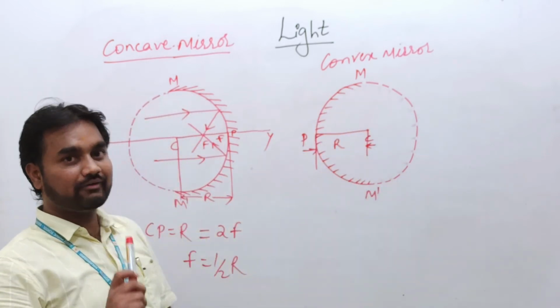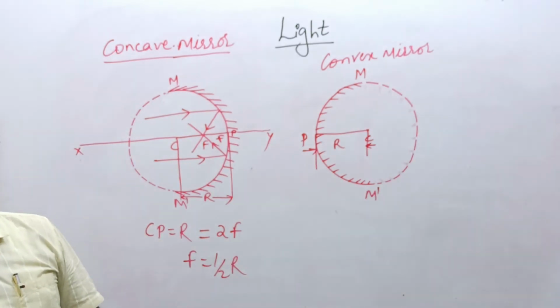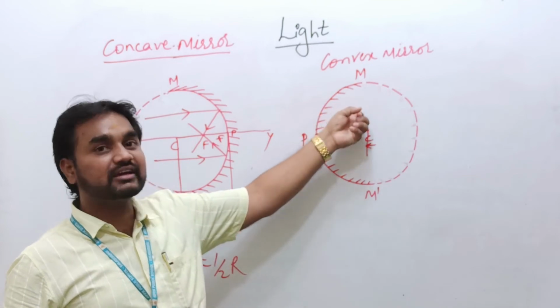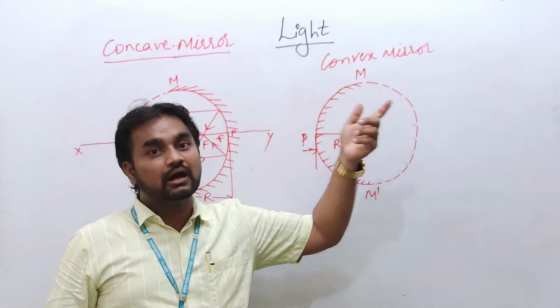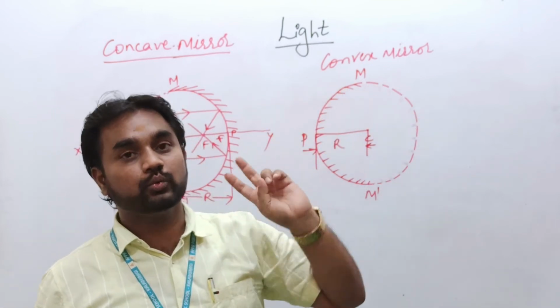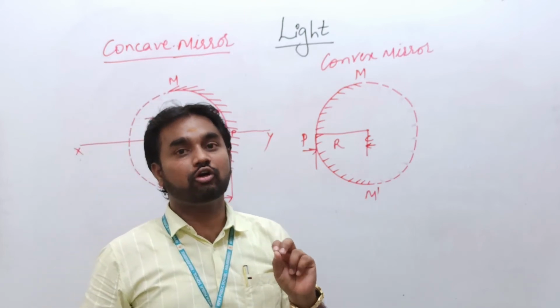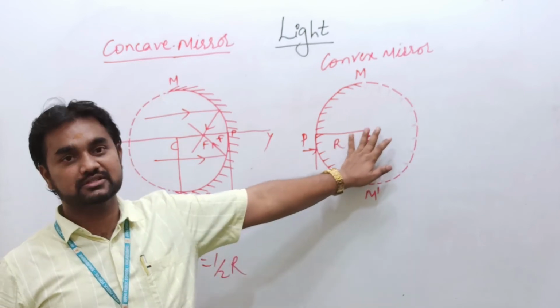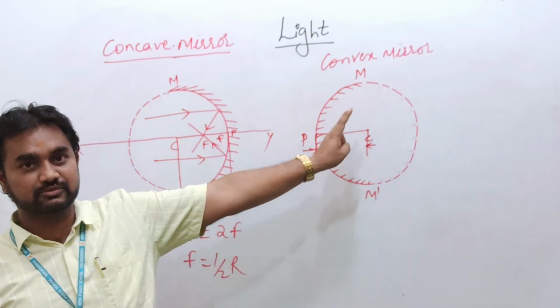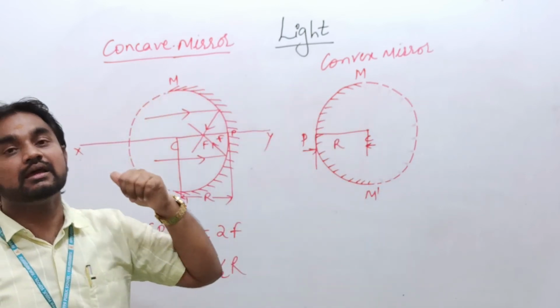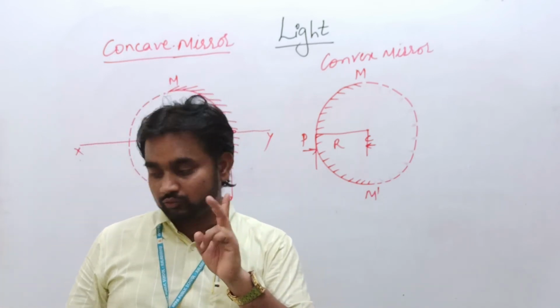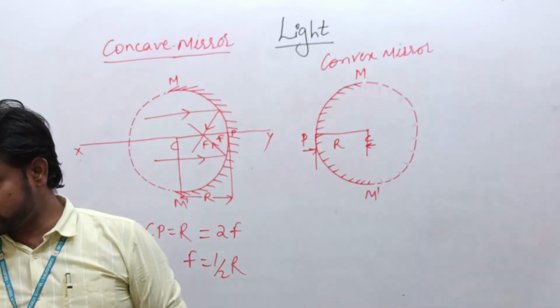One thing you have to remember, which we will deal with in the next classes, is that the convex mirror and the plane mirror are the two mirrors which will always form virtual images only. So no real images are formed in a plane mirror or convex mirror, whereas the concave mirror is a mirror in which we get both real and virtual images, depending upon the position of the object.